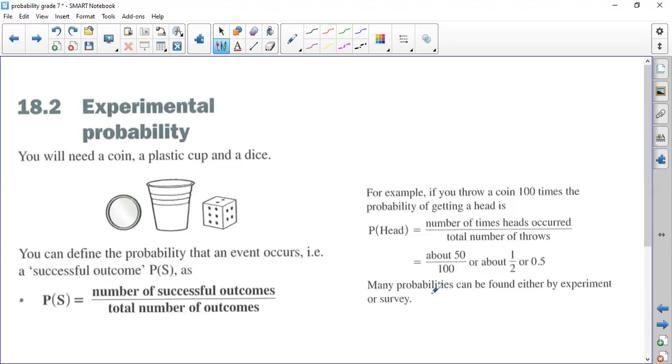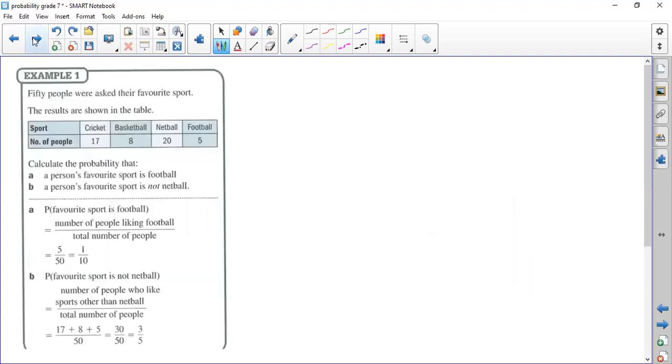Okay, so many probabilities can be found by experiment or survey, and some of them are found by theoretical probability. Let's see one example. 50 people were asked their favorite sport. The results are shown in the table. Okay, so I go out, I ask 50 people about their favorite sport, and I take note of the results. 17 of them liked cricket as the favorite sport, 8 of them basketball, 20 of them netball, and 5 of them football. So now I have to find the probability that the person's favorite sport is football.